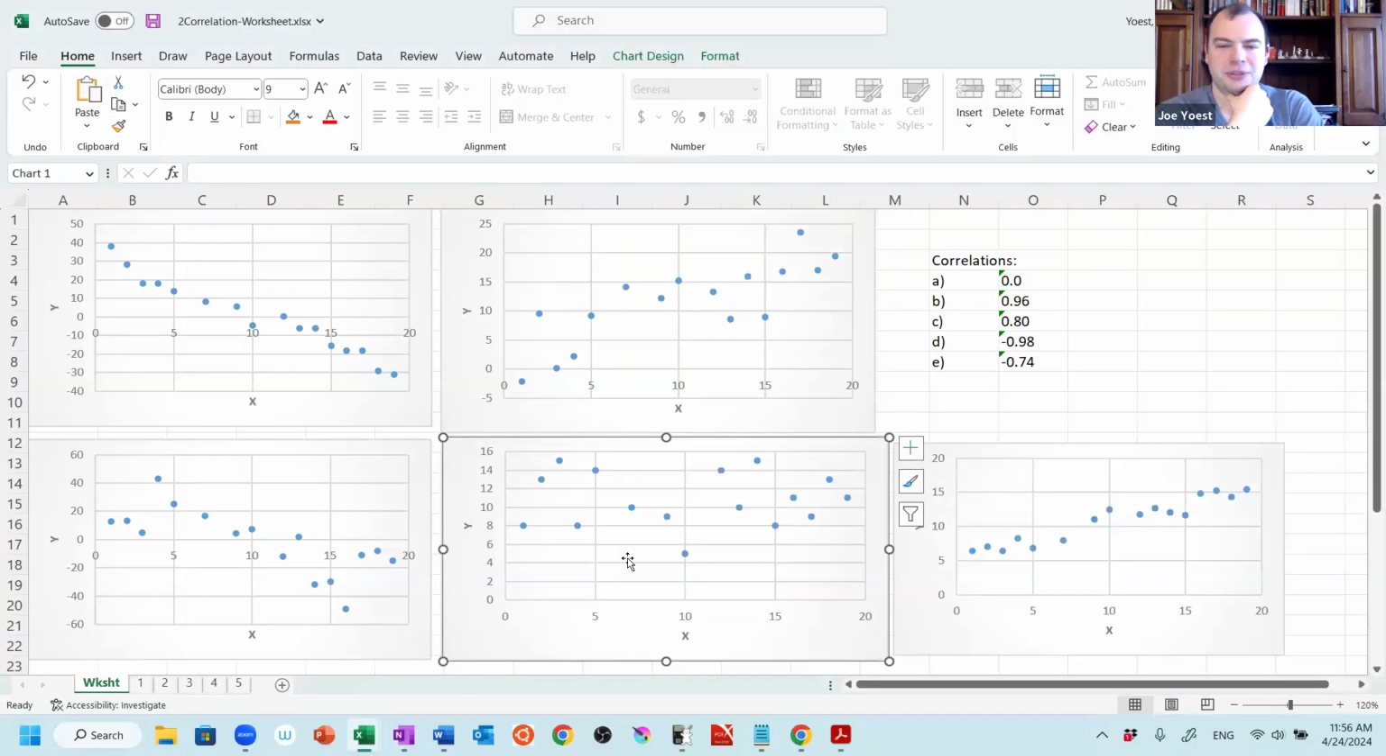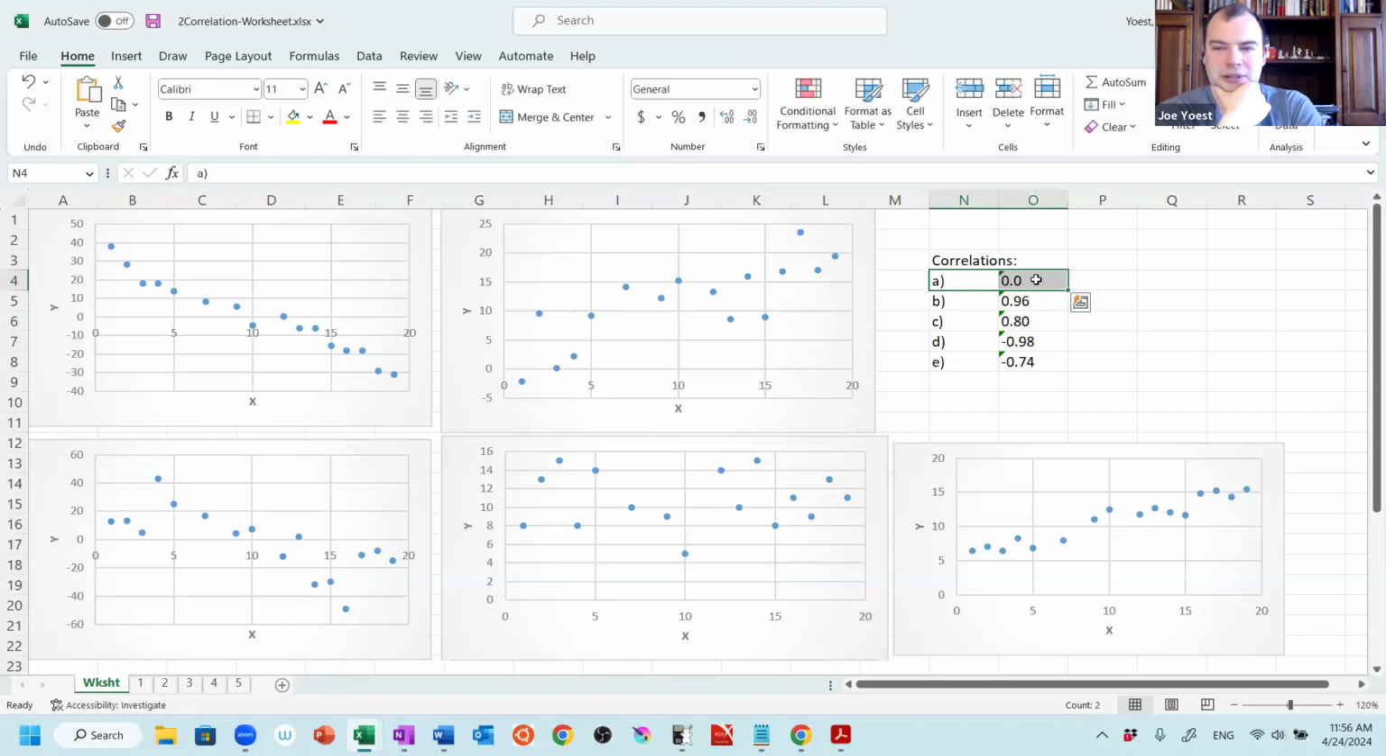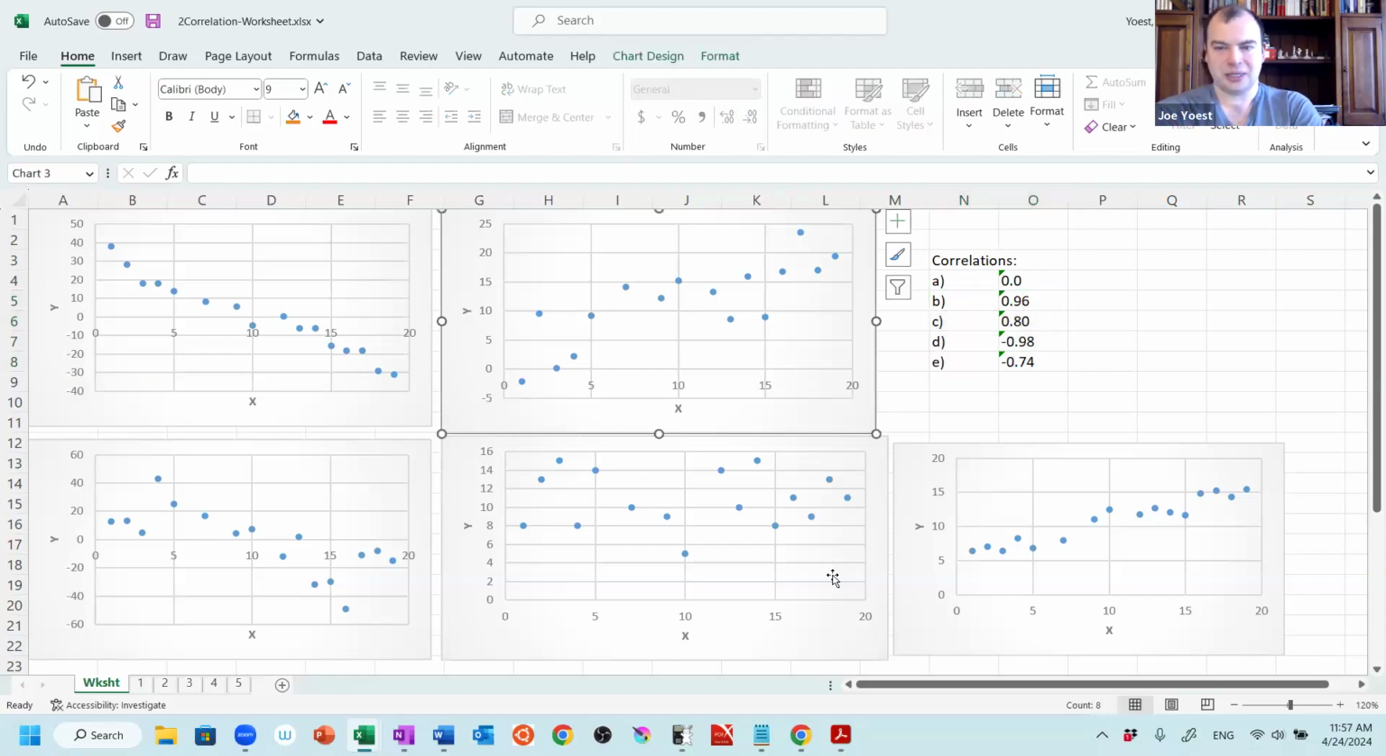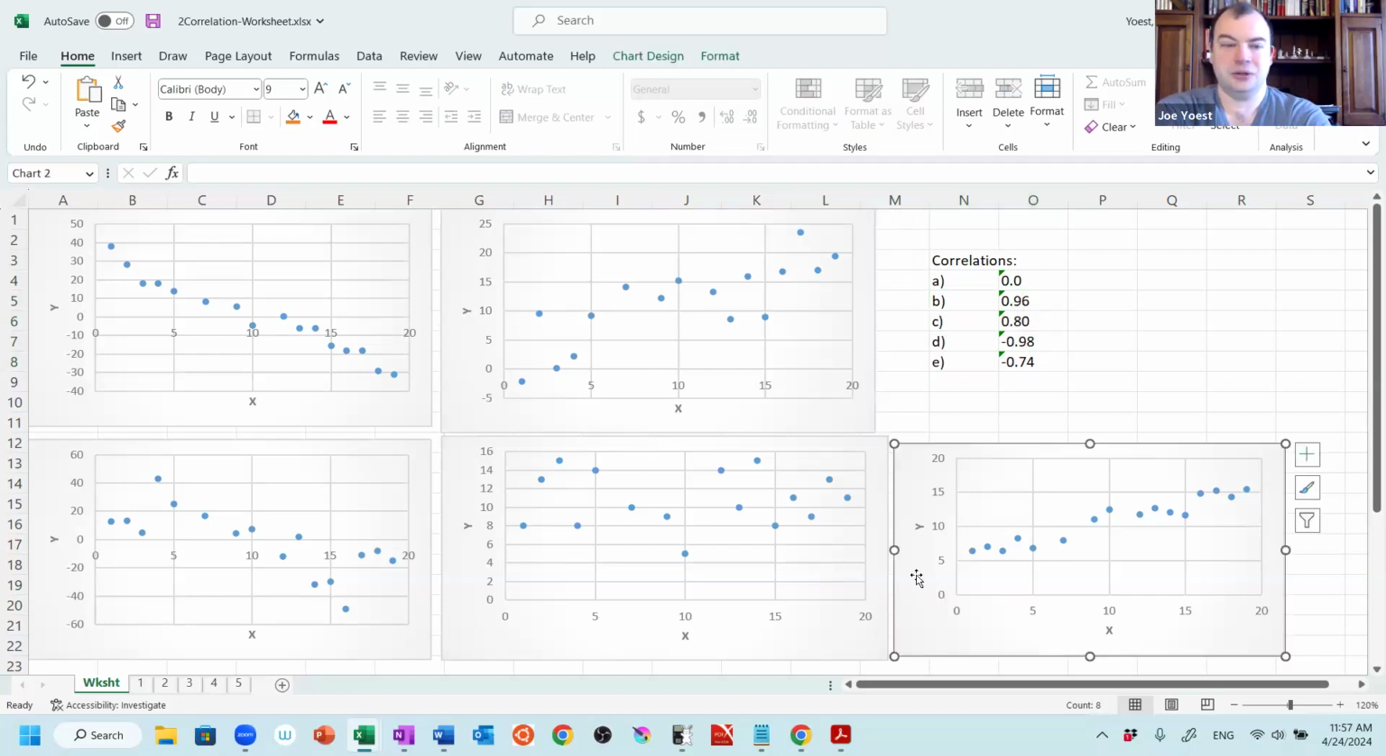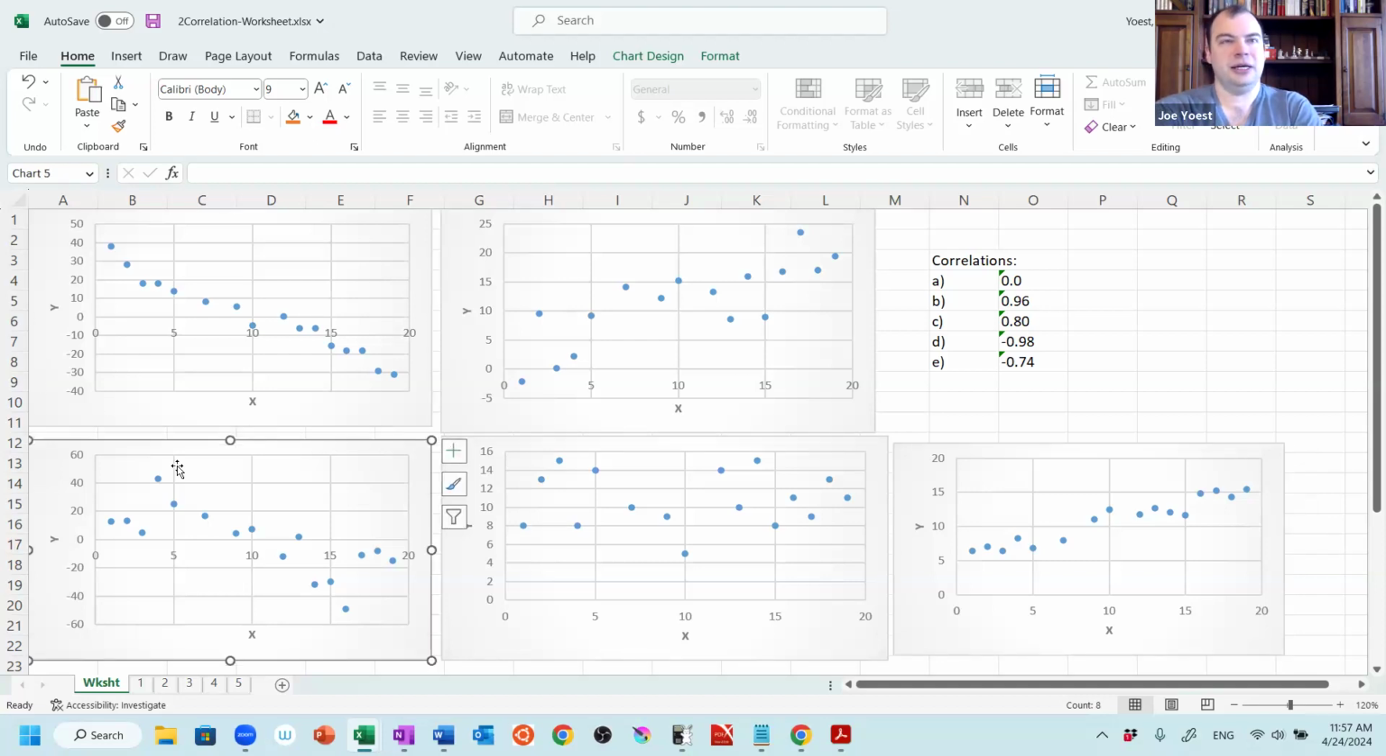Okay, so I think bottom center is the 0 correlation. And then I have 2 positives and 2 negatives. Well, pretty clearly the top center and bottom right are the 2 positives. And the 2 on the left are the 2 negatives.